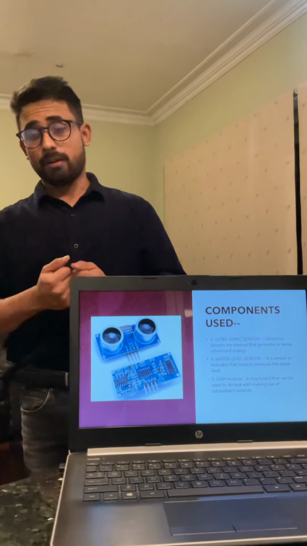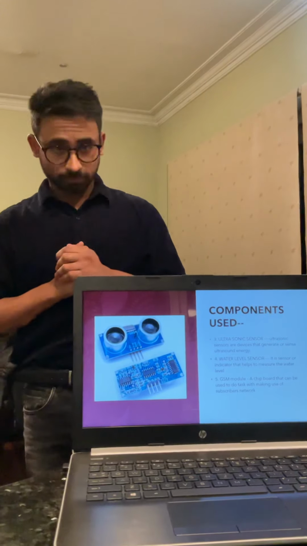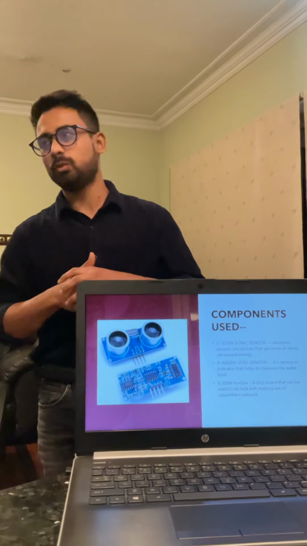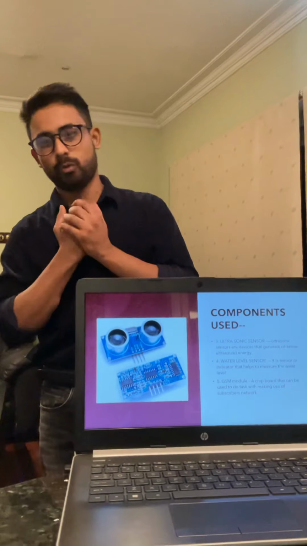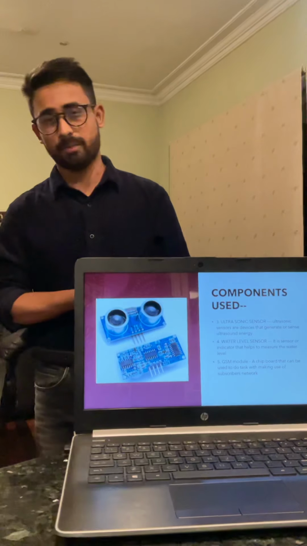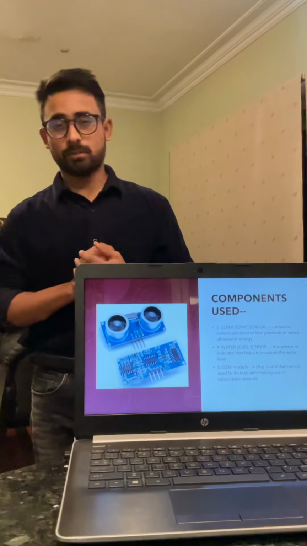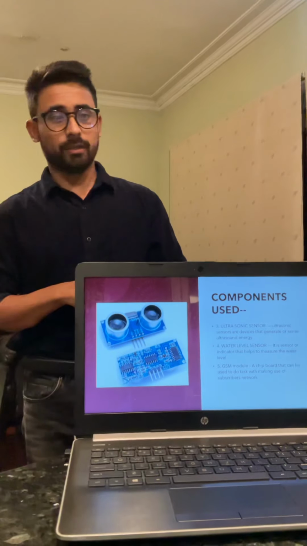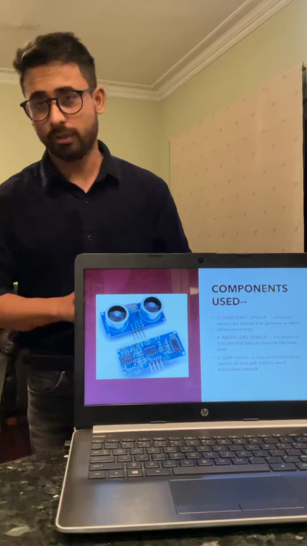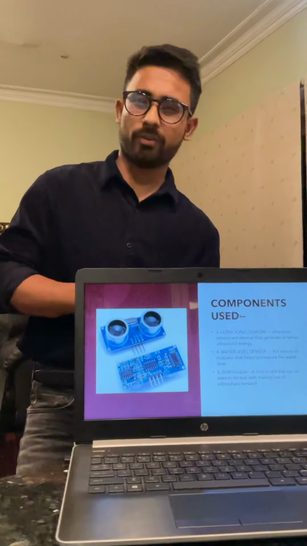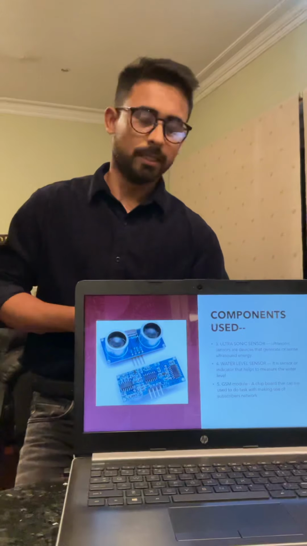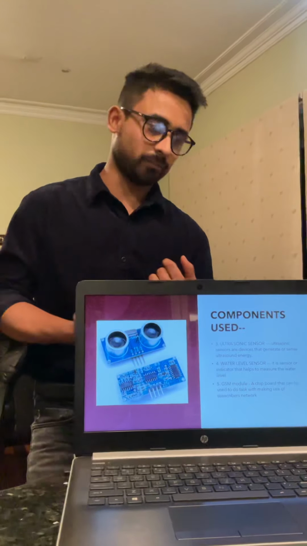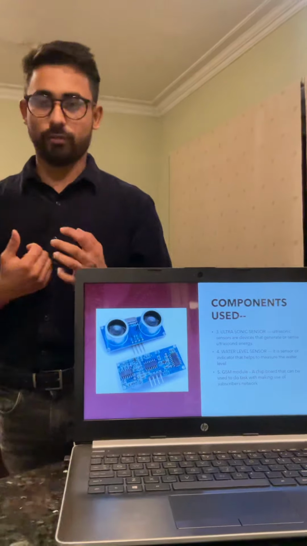And in the end, I have used the GSM module. A GSM module basically uses a SIM or an eSIM to send the notification to the subscriber, because that is the main small device. Without this device, it will not be able to send the text from one place to another. So these are the 5 basic components that I have used.